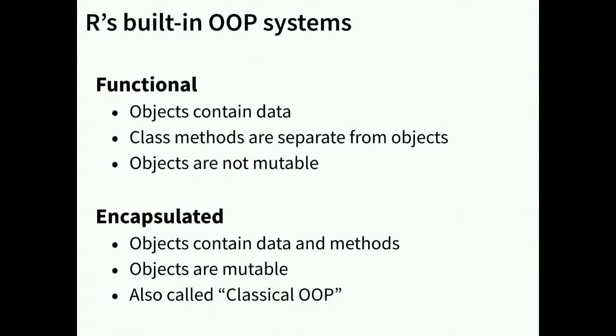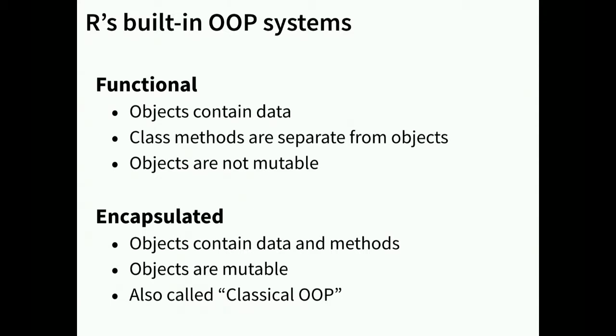So the differences between them include this. For functional object-oriented programming, the objects contain data, but class methods that operate on those objects are separate. The methods themselves are separate from the objects. And the objects are not mutable. So whenever you have a function that operates on an object, and if it modifies the object, what actually happens is you get a copy of the object, and then you can choose to store that modified copy or not.